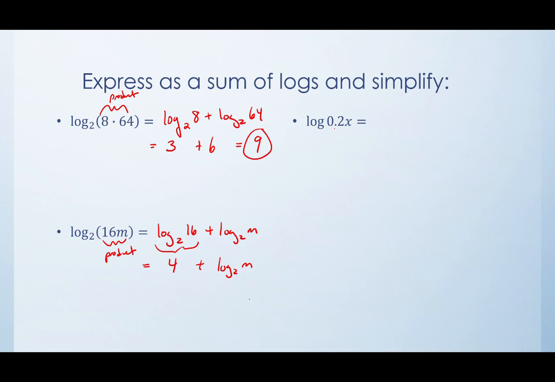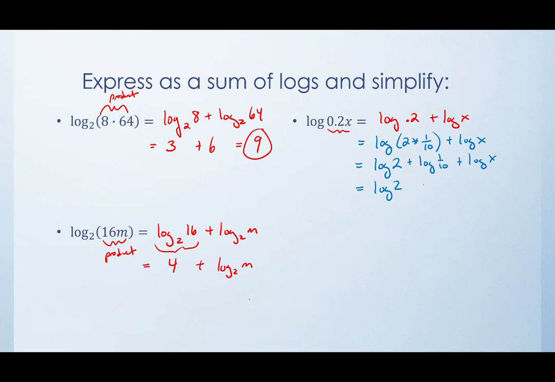What about log of 0.2x? We're going to say, look, we've got a product again. So I've got log of 0.2 plus log of x, and this is the common log. Now this one has a little bit of a hidden product. Log of 0.2 is 2 times 1/10, and so now I have another product here. So I can say that's log 2 plus log of 1/10, and then plus the log of x.